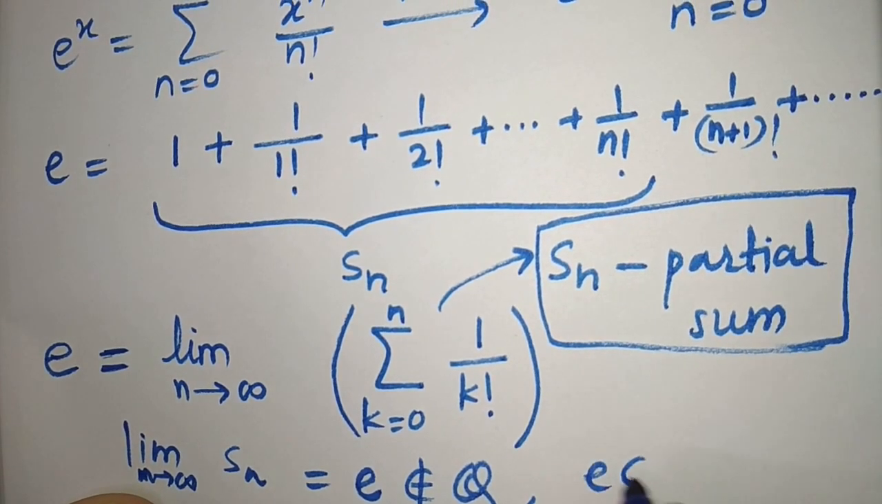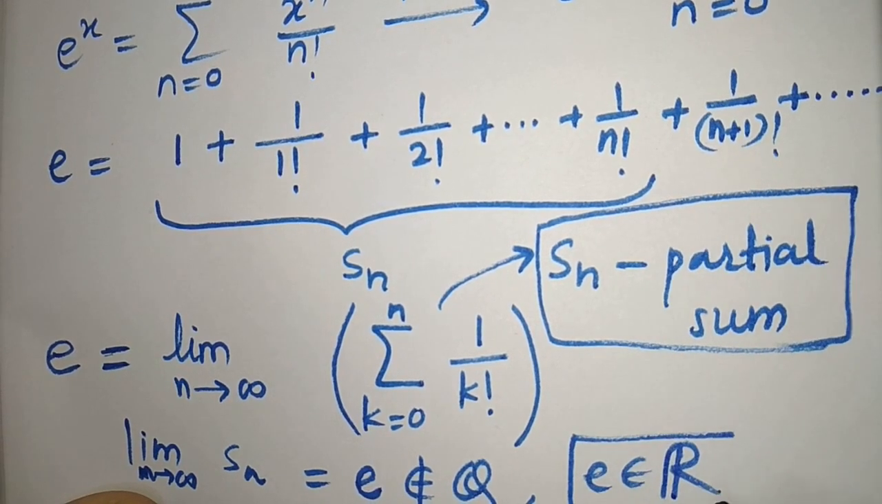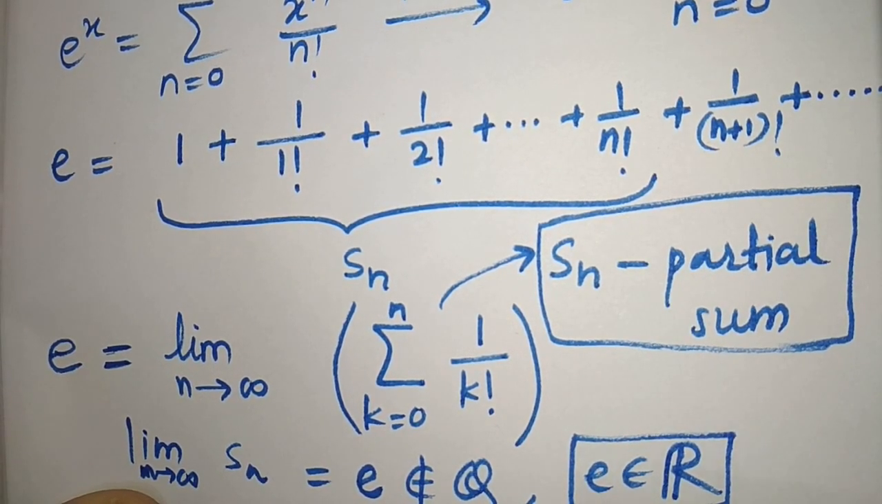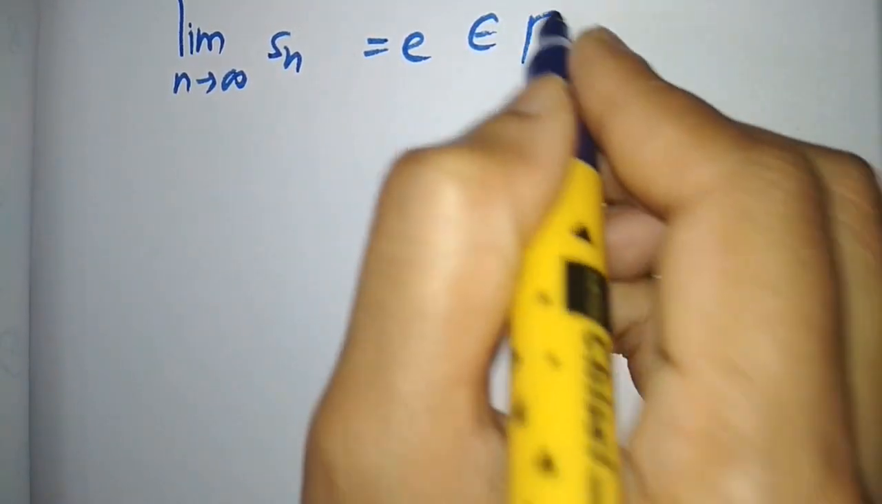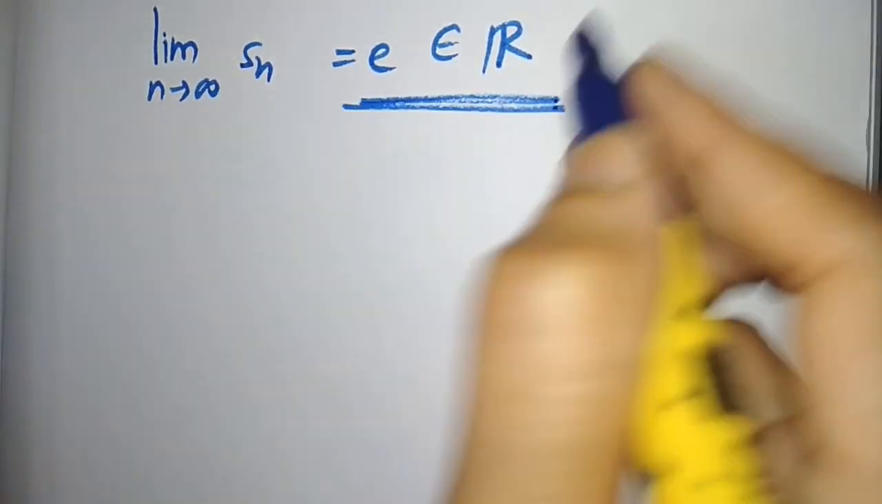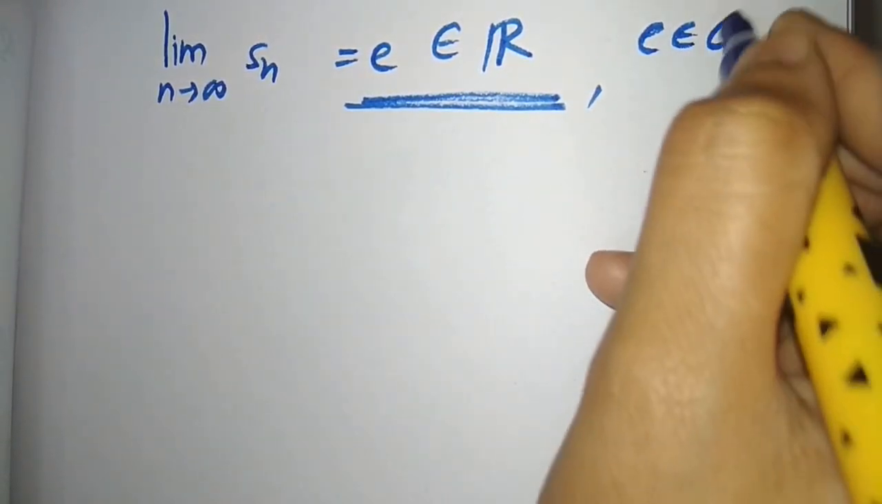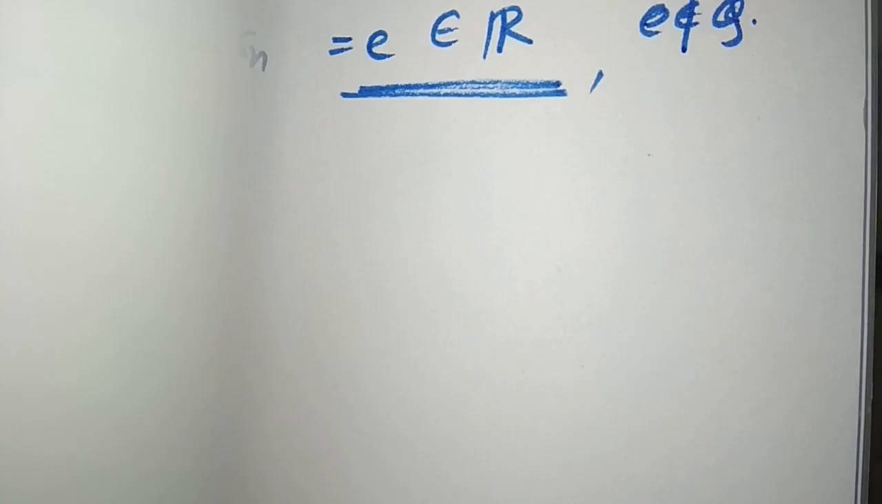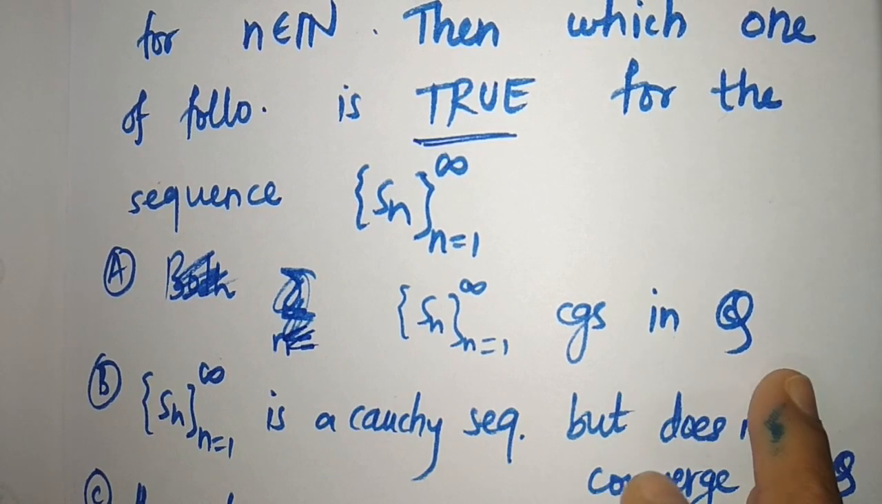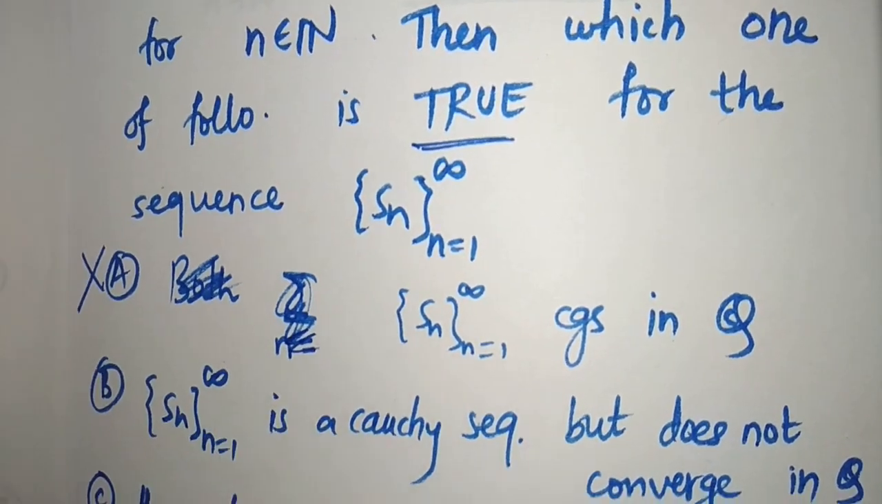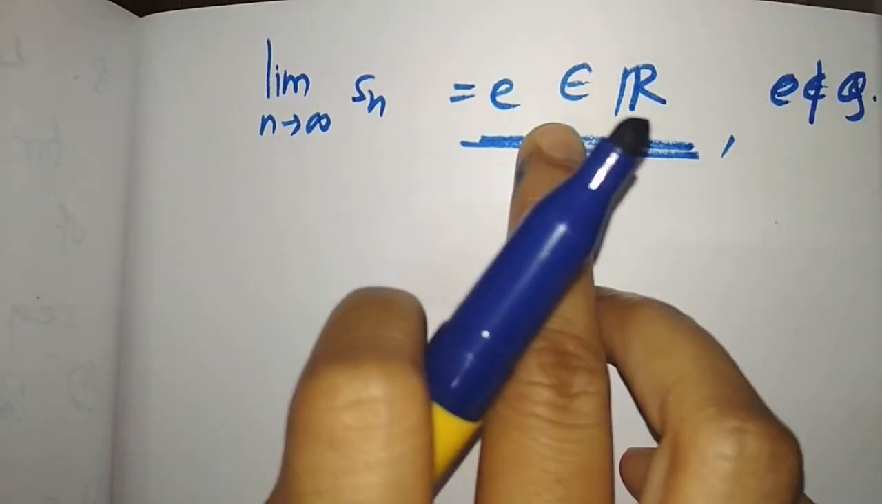Now see that this e is not in Q, correct? But this e belongs to R minus Q, it is an irrational number, so it is a real number. So the limit of Sn is equal to e, which belongs to R. So this limit exists and it is not in Q. So the first option is false because it is saying that Sn converges in Q, but e is not in Q, so this is false.